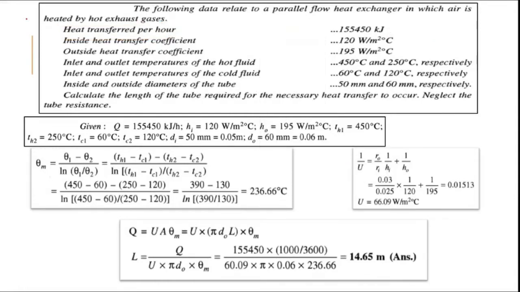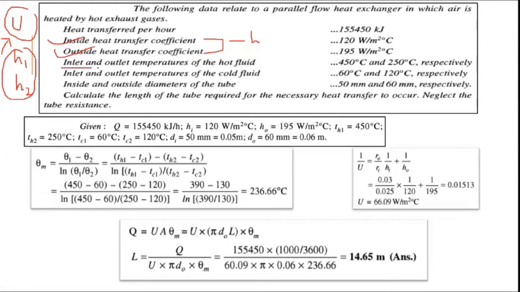Now, in the later part, they are saying that the inside heat transfer coefficient is this much, and the outside heat transfer coefficient is this much. So they are not giving you the capital U value directly. They are giving you the h1 value and the h2 value. In today's class, we will also learn how to find the overall heat transfer coefficient for a heat exchanger. We will leave this part for now, and see the other part of the data given.